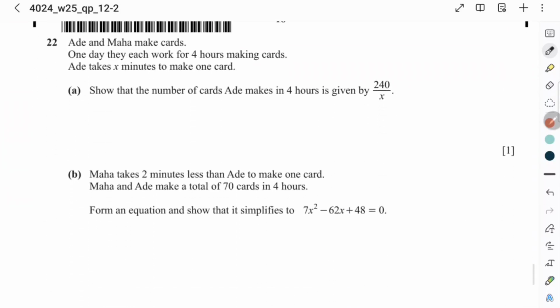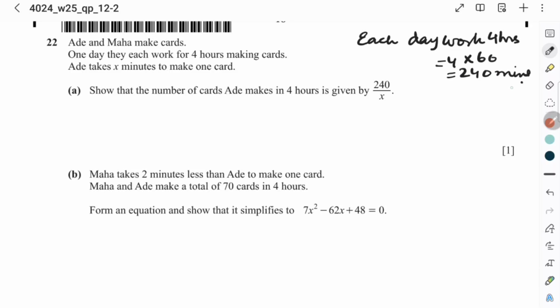Now question number 22. In question number 22, Eddie and Maha make cakes. One day each works for 4 hours. It means each day works for 4 hours. Eddie takes X minutes to make one cake. Show that the number of cakes Eddie makes in 4 hours is given by 240 by X. So each day works 4 hours, and in minutes it will become 4 times 60, which is equal to 240 minutes.